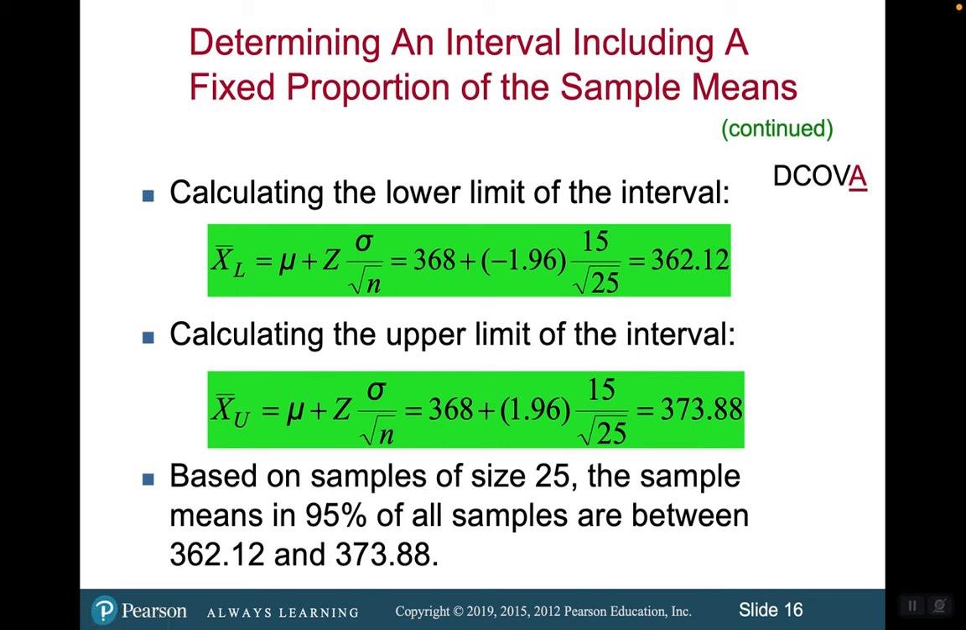So what that translates to is that the sample mean in 95% of all samples is going to be between 362 and 373. So you read it carefully: 95% of all samples that we will draw will be between these two numbers, 362 and 373.